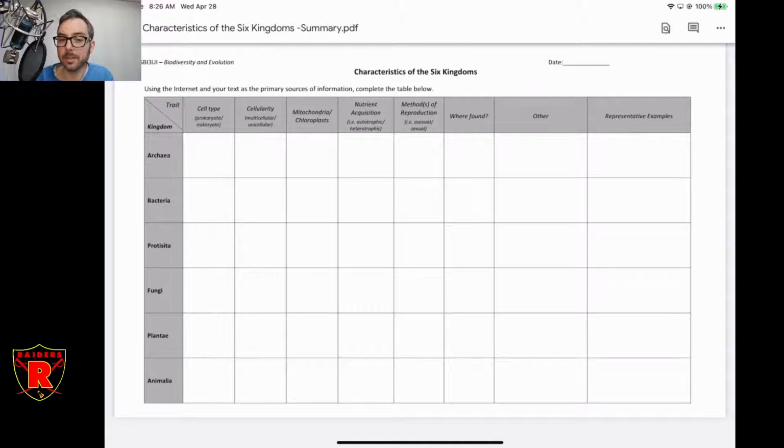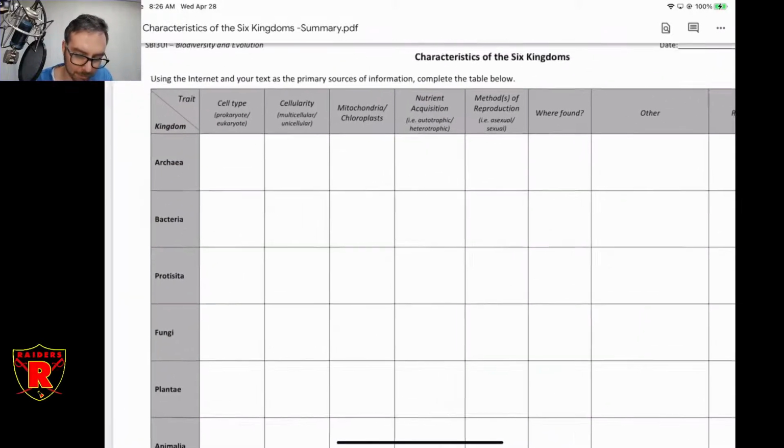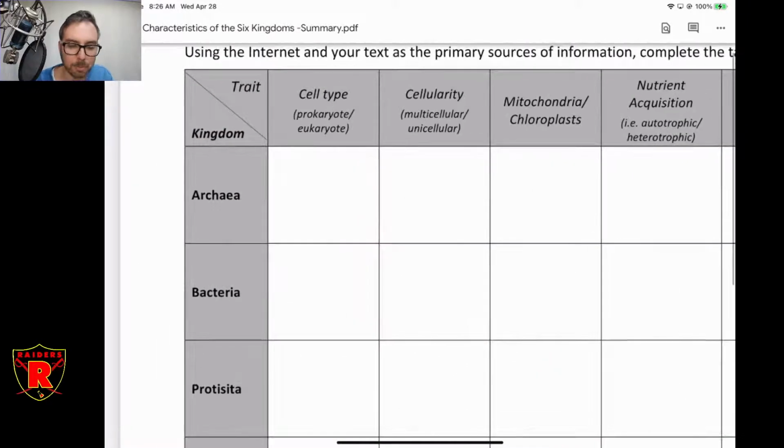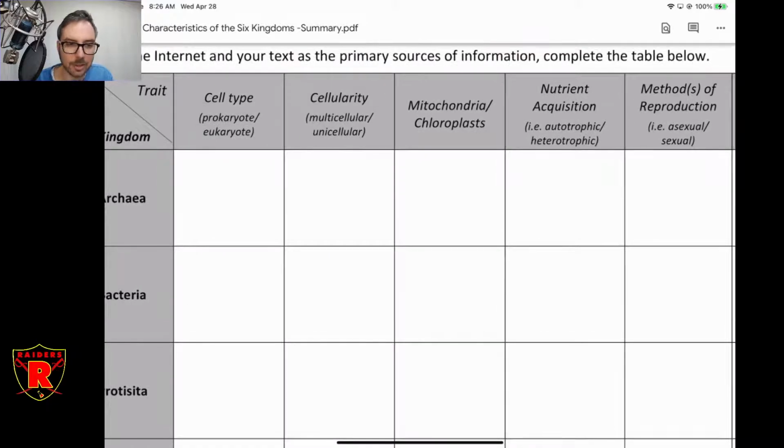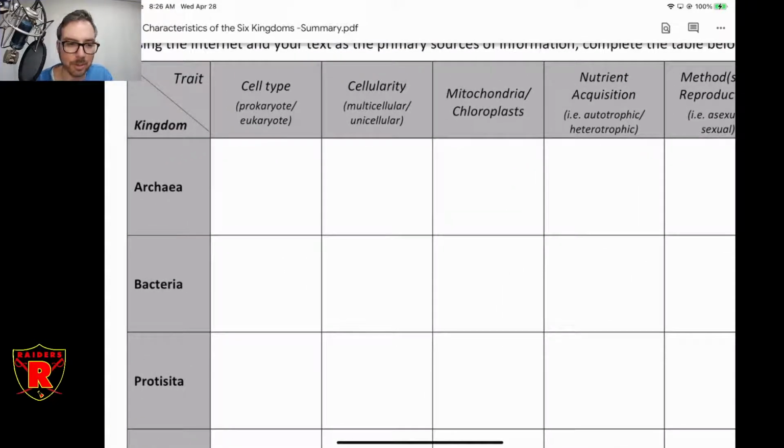Hopefully, as you go through here, a lot of this stuff will be familiar to you. So you go through and say, okay, archaea and bacteria, are they prokaryotes or eukaryotes? Hopefully at this point you remember those are prokaryotic. They are prokaryotes because they do not have membrane-bound organelles, they have no nucleus, etc. Are they multicellular or unicellular? Well, again, hopefully at this point you know that archaea and bacteria, prokaryotes, can only be unicellular.